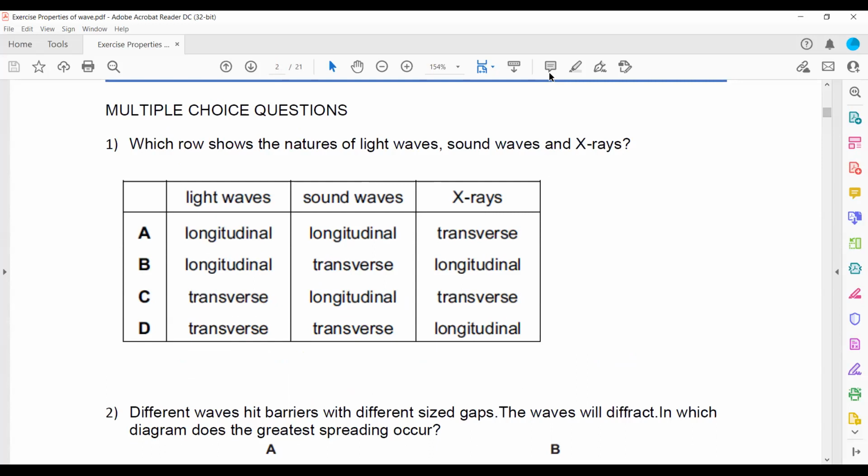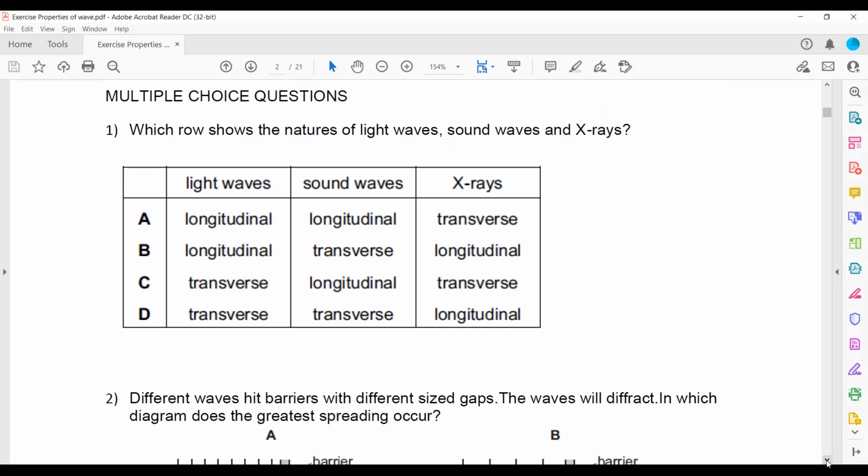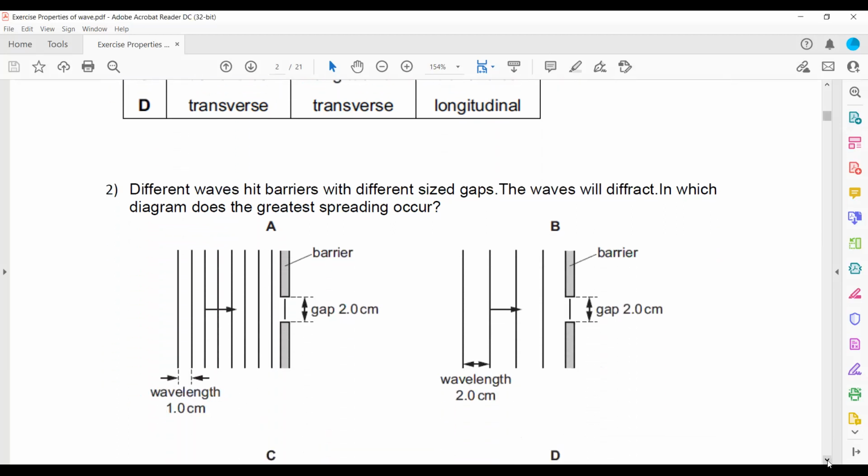This is related to the examples. Which row shows the nature of a light? Light is transverse, sound is longitudinal, and X-ray is transverse. So it matches with transverse, longitudinal, transverse. So it matches with option C. You have to learn the example. Most of the waves are transverse. Only sound wave and wave in a compressed spring is longitudinal.